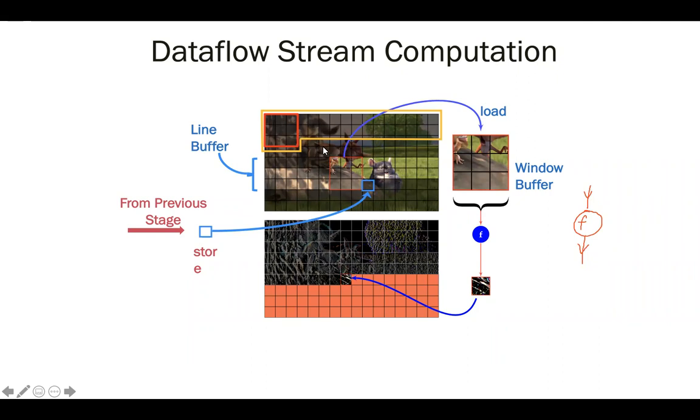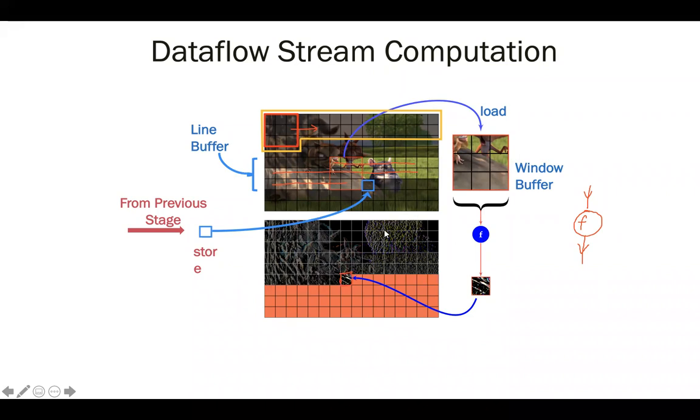So as pixels are streamed inside, you keep moving this red window this way, and you generate the output pixels. In a steady state, for example here you can see the line buffer contains this data that is present in the line buffer on the FPGA, and then you apply this filter here, and you generate this output pixel. So this is how the computation happens.